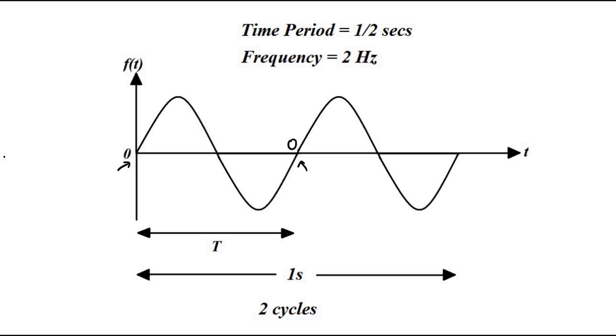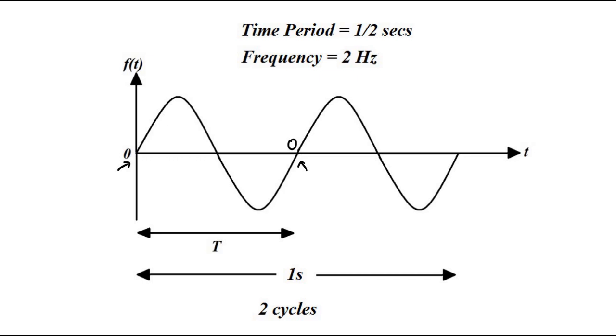That is the time period. So the definition of time period is the time taken by the wave to complete one full cycle, that is, one positive half cycle and one negative half cycle. Sometimes it can be first negative, then positive. It depends on the nature of the wave. So that is the time period.